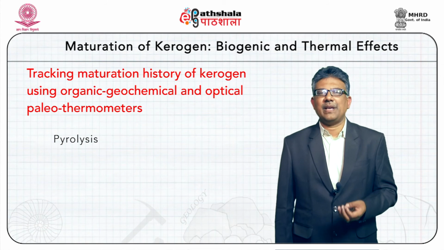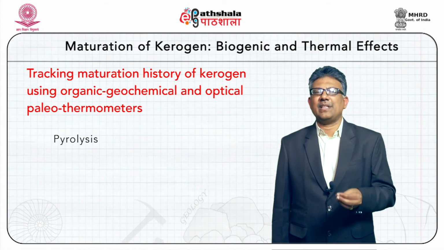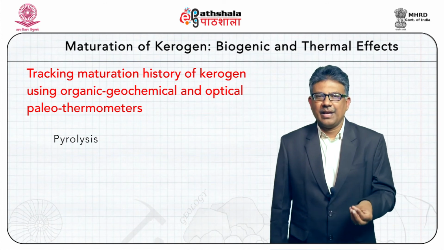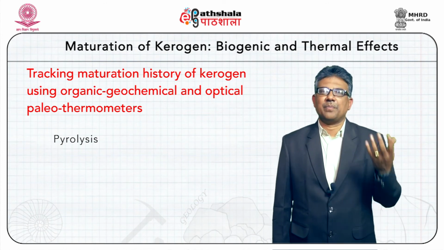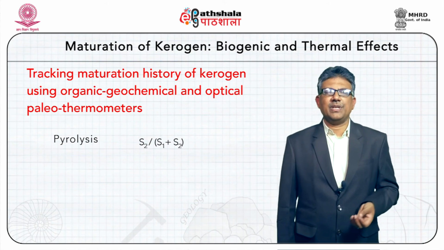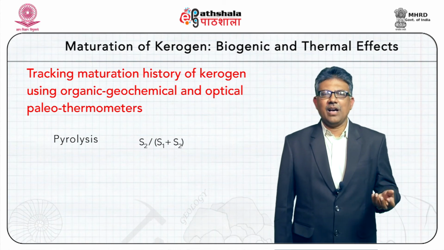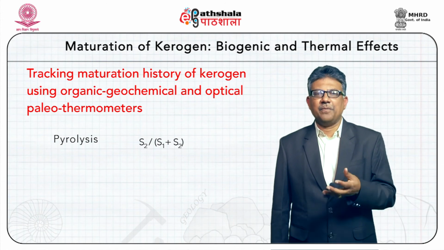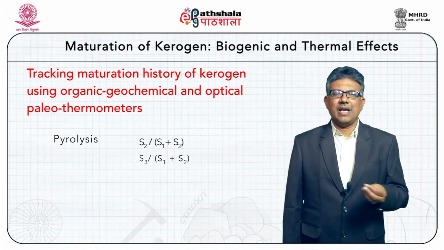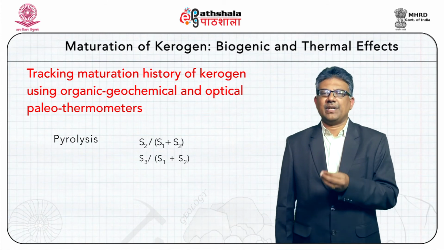The ratio S1 by S1 plus S2 is referred to as the production index and is used to estimate the amount of hydrocarbon generated with respect to the total amount of hydrocarbon capable of being generated from that organic matter. The ratio S2 by S1 plus S2 is referred to as the hydrogen index, which correlates directly with the H/C of the organic matter. The area of S3 denotes the CO2 evolved from the pyrolysis, and the ratio S3 by S2, the oxygen index, correlates with the oxygen to carbon ratio of the kerogen type.